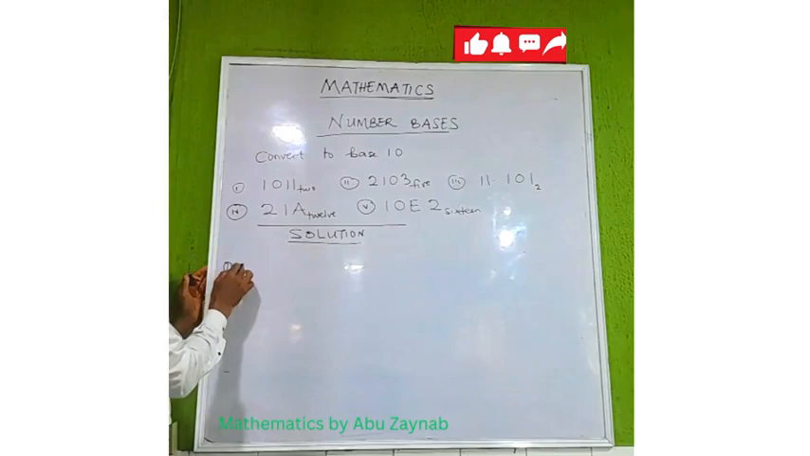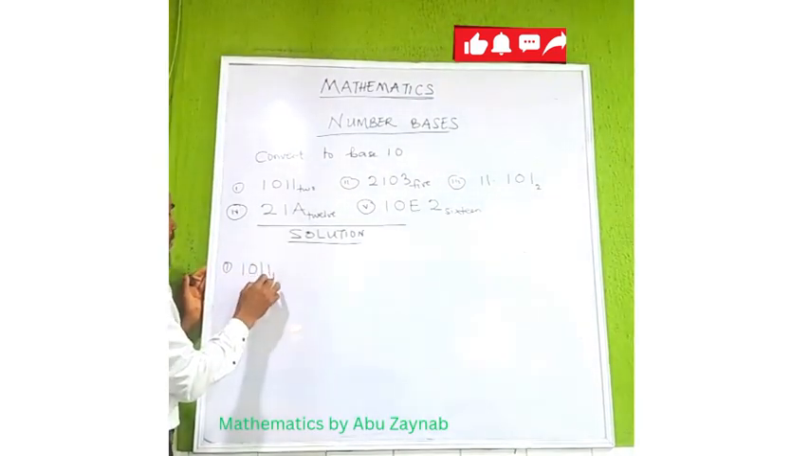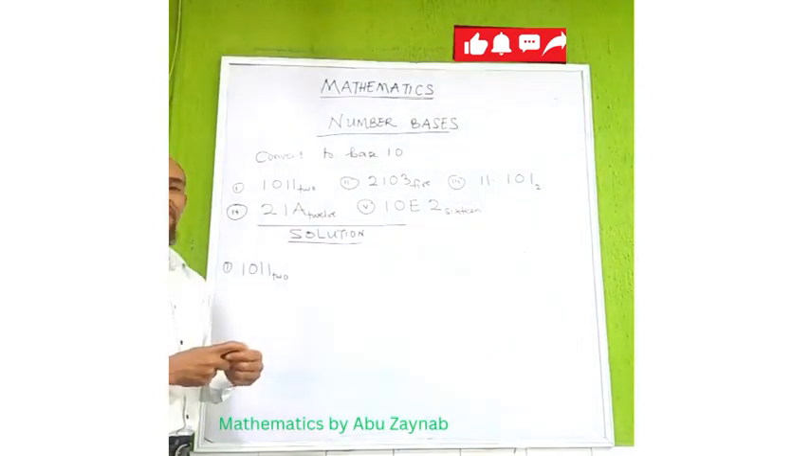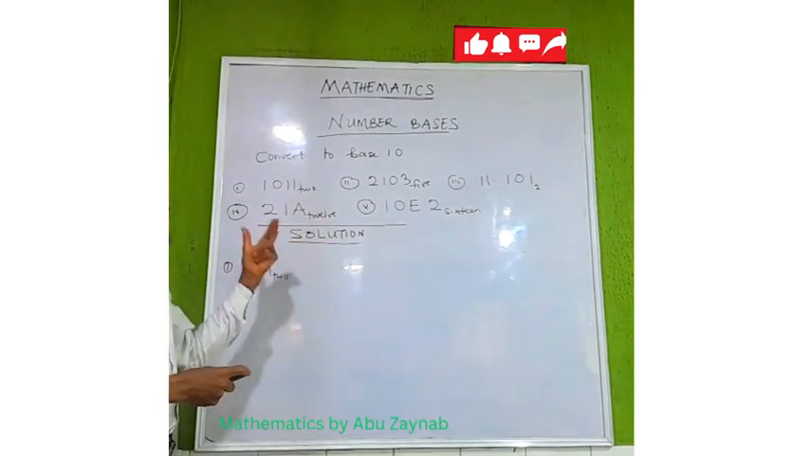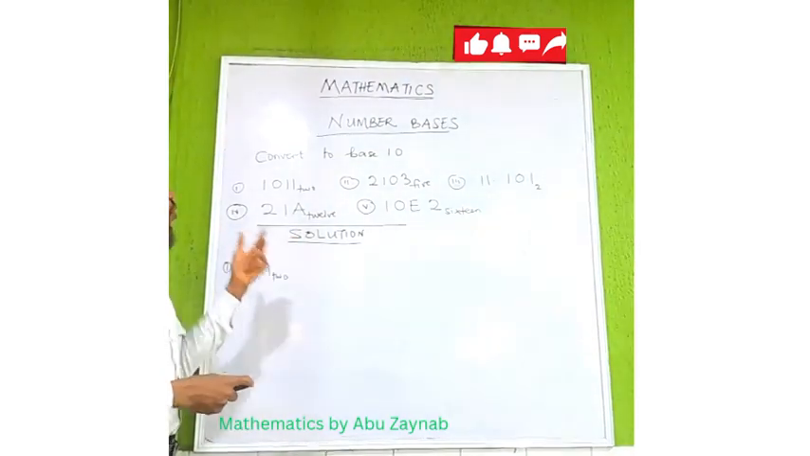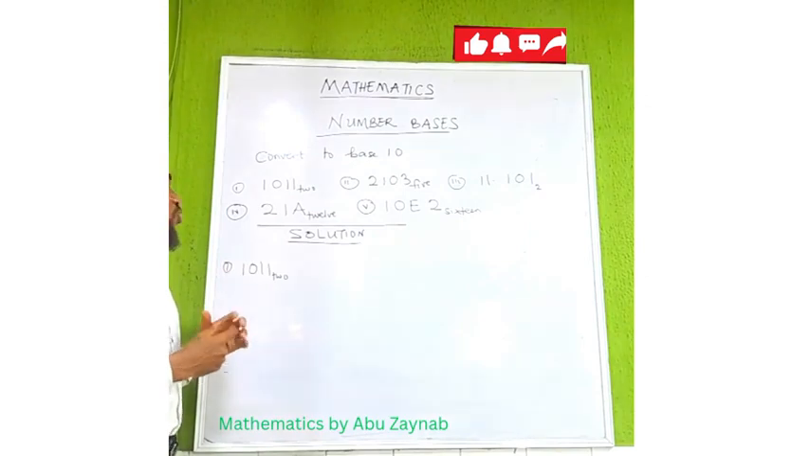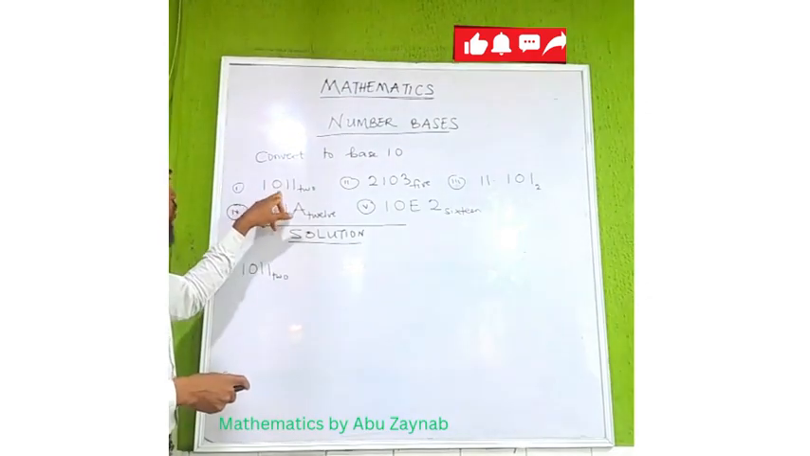Number 1, 1, 0, 1, 1, base 2. It's very important to also note at this point that it is ideal to always indicate the number base in which one is operating. To start with, we have 1011 base 2.